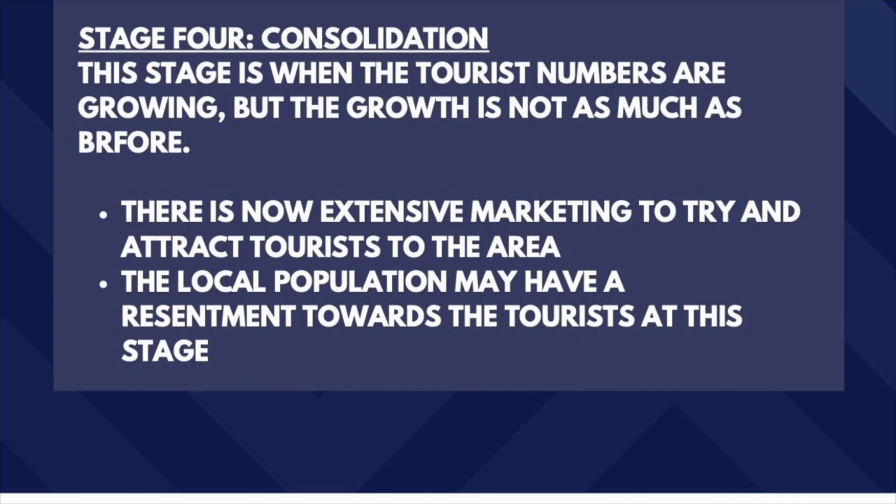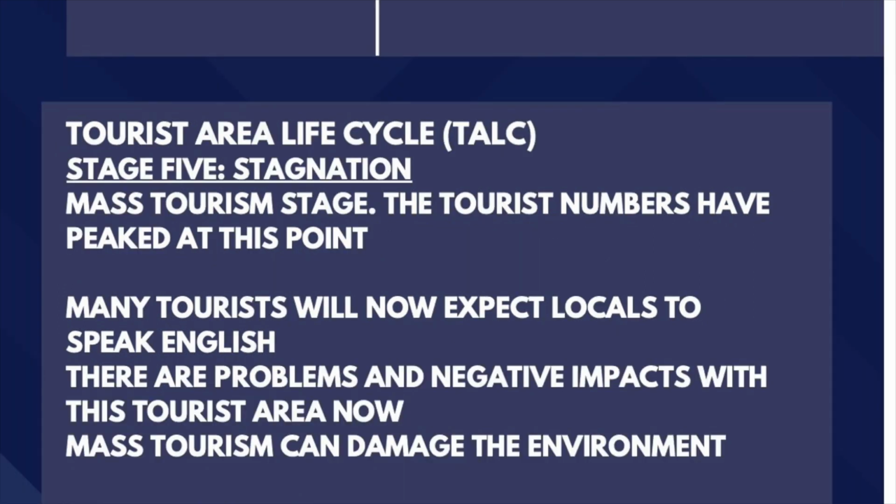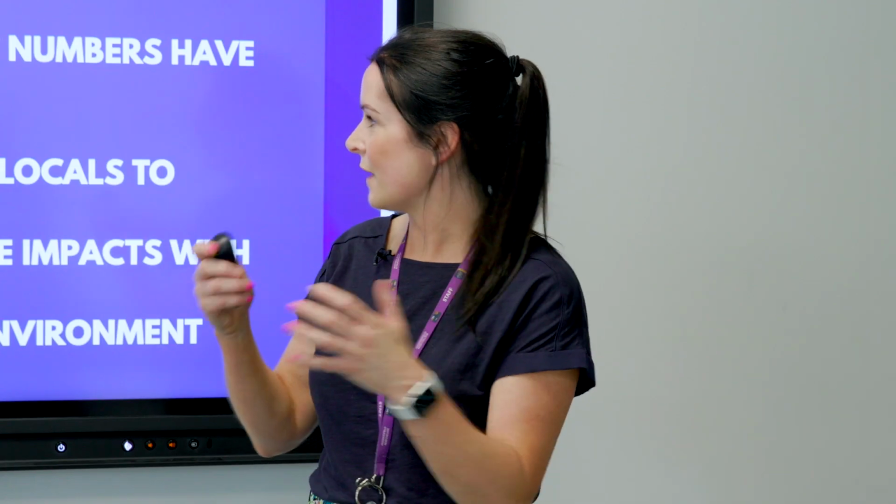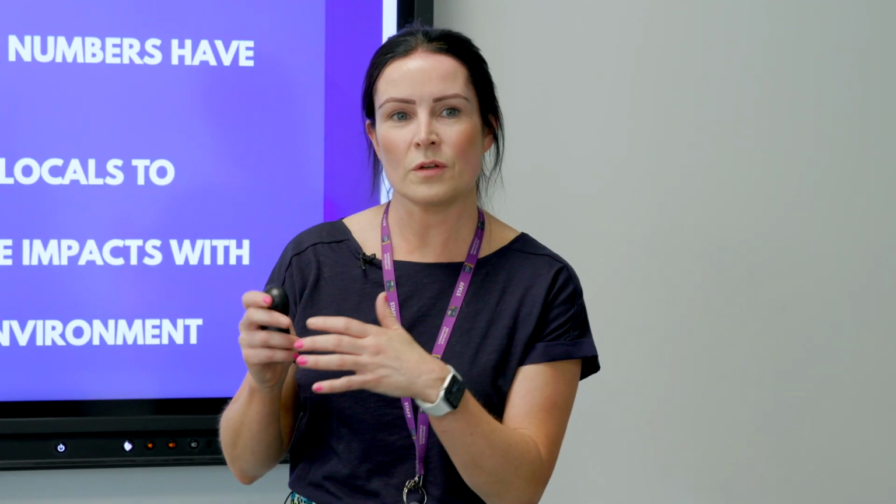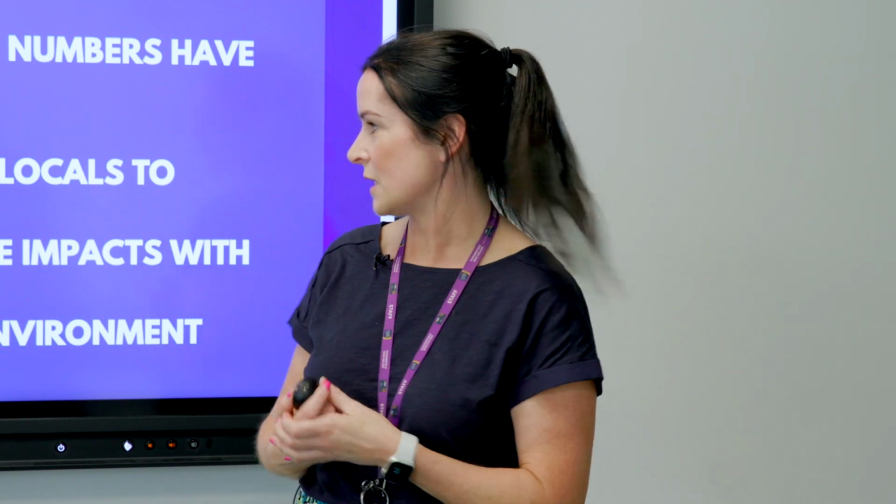Consolidation is where tourist numbers are growing, but it's levelling off a little bit. So it's not as up and coming as it was to start with. And then stagnation is where it's a mass tourist destination. Everyone knows about it. Everybody wants to go there. So places like Magaluf and Benidorm, it's hit that point where everybody can go there. You can get quite cheap package holidays to visit the destination.